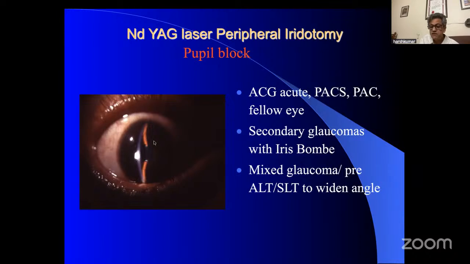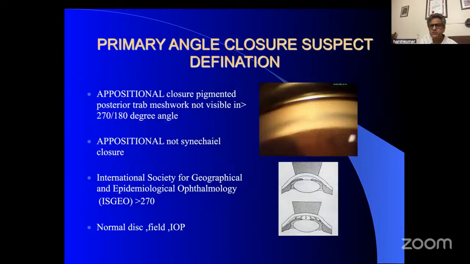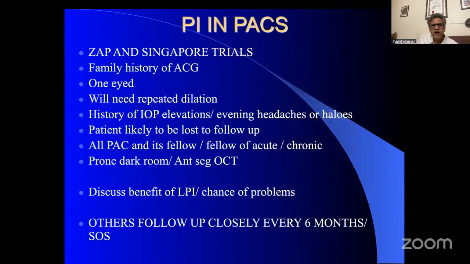But for PACS, it is another matter. The number of PACS in India and the world over are very, very high. Sir has explained exactly how you differentiate, so we'll not go over that. The basic fact is that after the ZAP and the Singapore trials, the number needed to treat is quite high. In the ZAP trial, it was 44, and in the Singapore trial, 22. So these many patients must be treated with LPI so that one patient will be prevented from going into primary angle closure, PACG, or an acute attack.